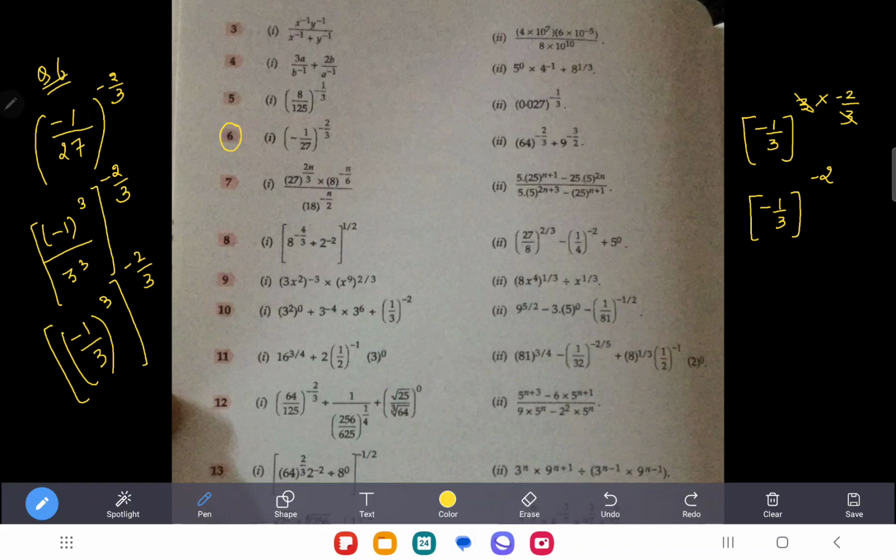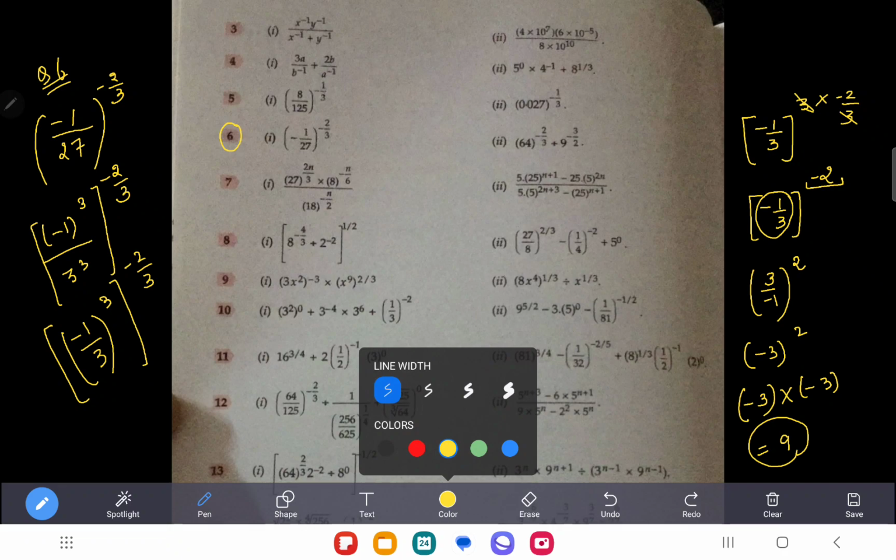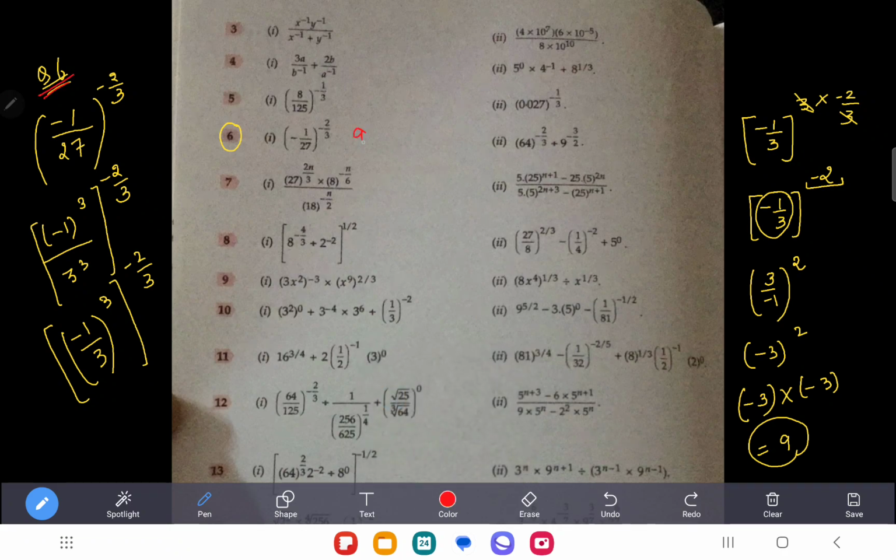You understand? But I have to make the power positive. So I would switch the base. Yes, so it becomes 3 over minus 1 raised to power 2. And 3 over minus 1, this is minus 3. So the overall fraction is negative. It doesn't matter whether the numerator is negative or whether the denominator is negative. So it becomes minus 3 square. So that shall be minus 3 times minus 3 because that's a square. And my answer shall be 9. So my answer to question number 6 here would be 9.